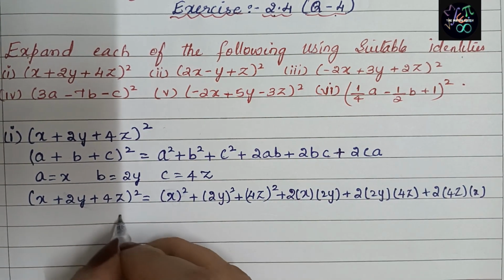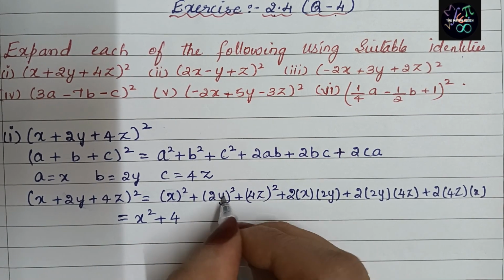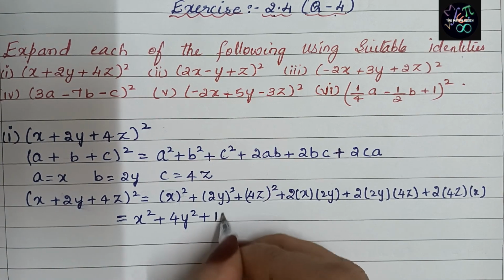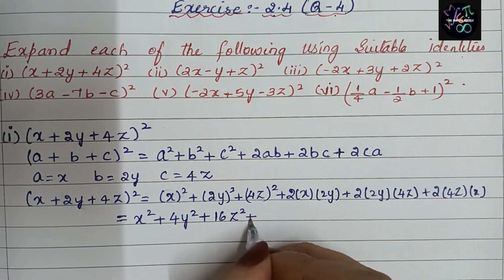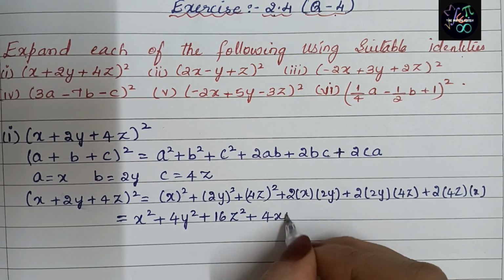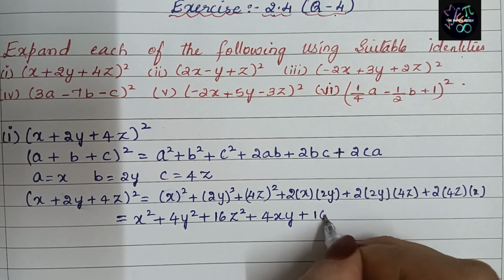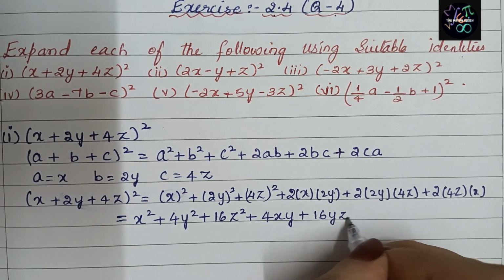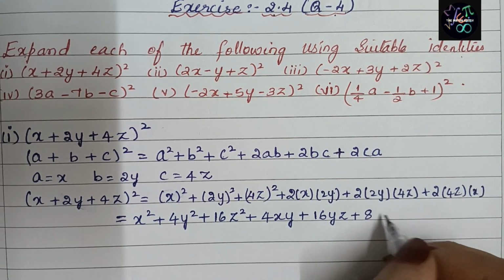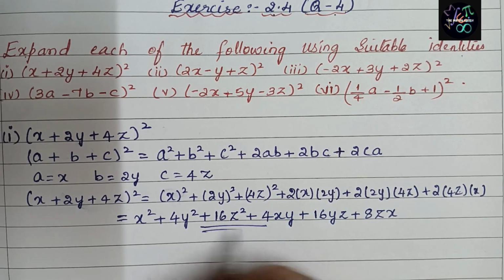Okay, let us solve now. x square as it is, plus 2 square is 4, so 4y square, plus 4 square is 16, z square as it is. Now we will multiply the first number: 2 times 2 is 4, so 4xy, plus 2 times 4 is 8, 8 times 2 is 16, so 16yz, plus 2 times 4 is 8, so 8zx. We cannot solve further, and this is the answer for the first one.